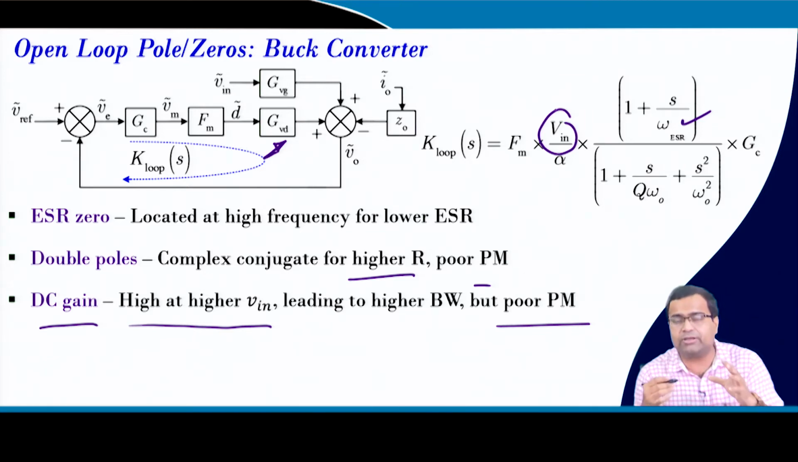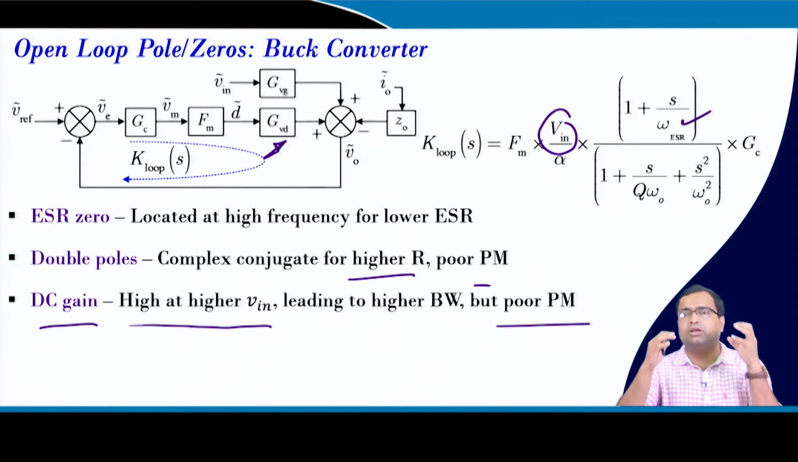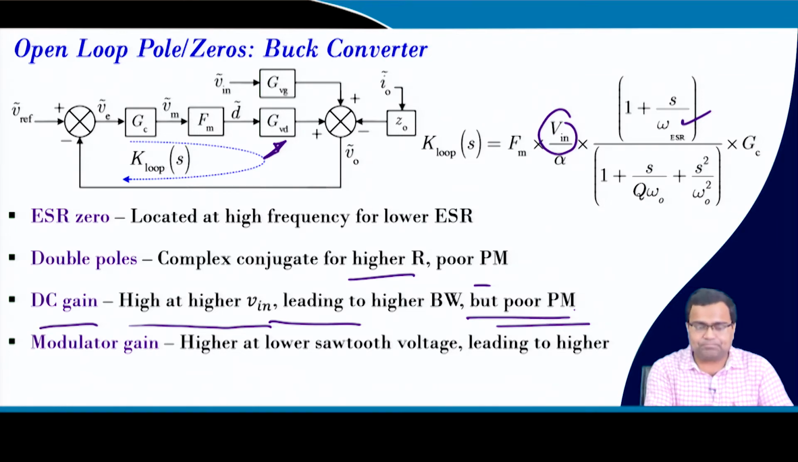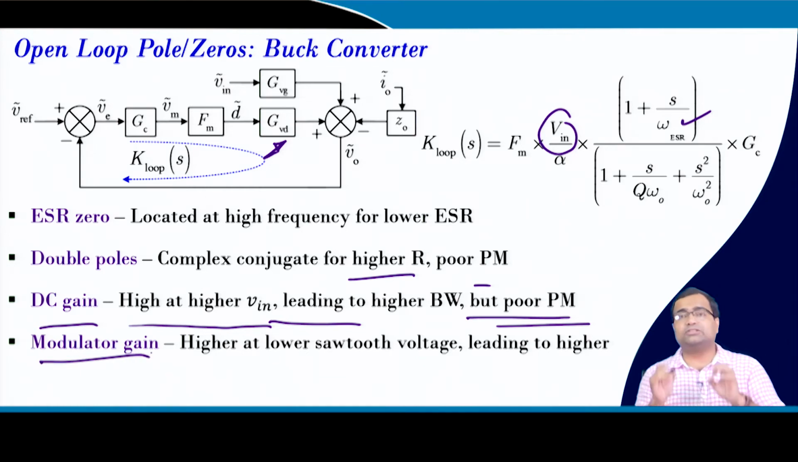If we apply input voltage feed forward, which we discussed in week 3, then we can make the loop gain independent of input voltage, and then we can accordingly design the loop gain. But if the loop gain is high, it will lead to poor phase margin. So, we need to anticipate this by suitable compensation. Modulator gain, which is 1 by Vm.